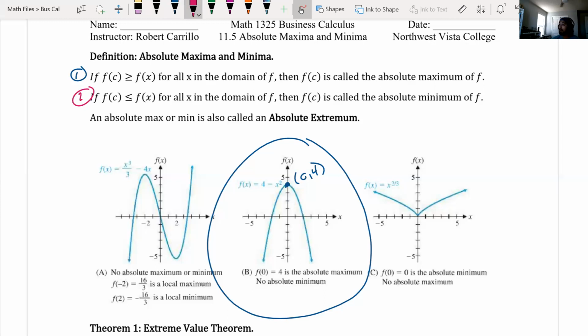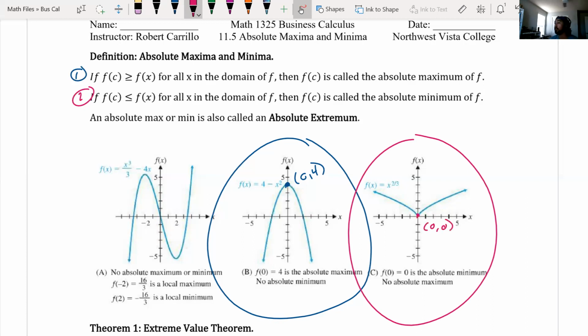says if we have the smallest point on the graph, the absolute lowest point on the graph, then that point is called the absolute minimum of f. So picture 3 represents what an absolute minimum is. Here, the point 0,0 is the absolute smallest point on the graph. It has the smallest y value, so this makes it the absolute minimum.